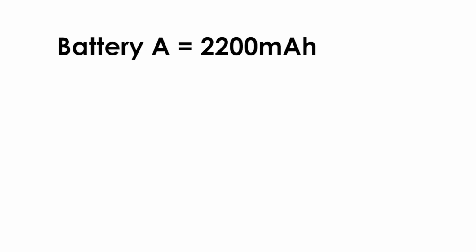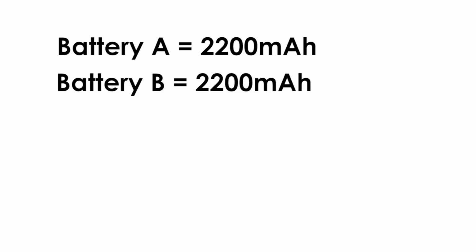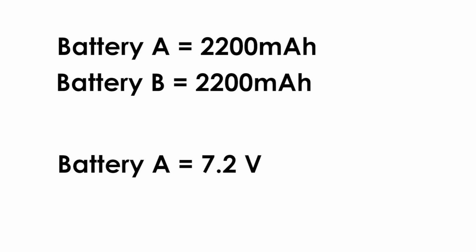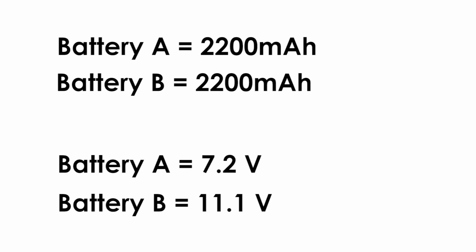For example, let's take battery A with a capacity of 2200 milliampere hours and battery B with the same capacity, that is 2200 milliampere hours. But let's consider that battery A has a voltage of 7.2 volts and battery B has a voltage of 11.1 volts. Now, which one of these two will deliver charge for a longer period of time? Let us know in the comment section down below.